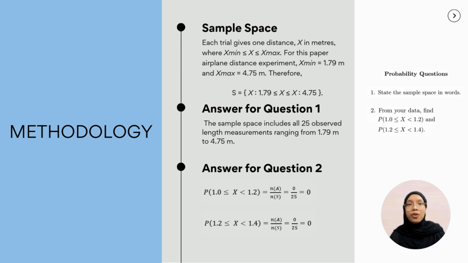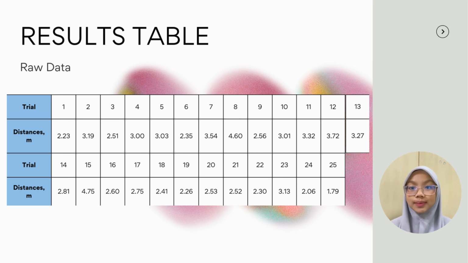Now, let's take a look at how we calculate the probability. The formula is the number of data values in the interval divided by the total number of data values. Both intervals have no data values in them. 0 divided by 25, we will get 0 probability for the answer. So this is the result for our experiment. The shortest distance that we got is at trial 25, which is 1.79 meters. And the longest distance that we got is at trial 15, which is 4.75 meters.